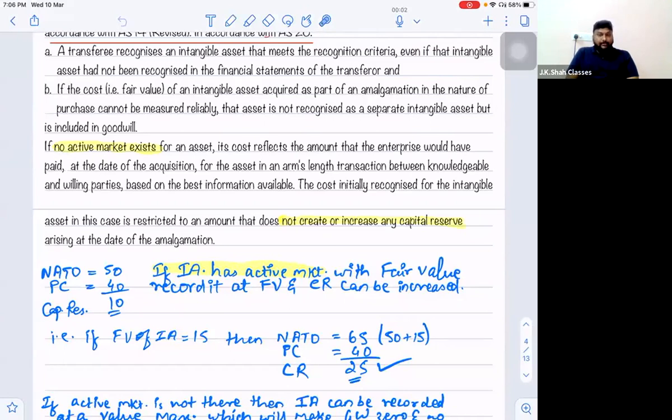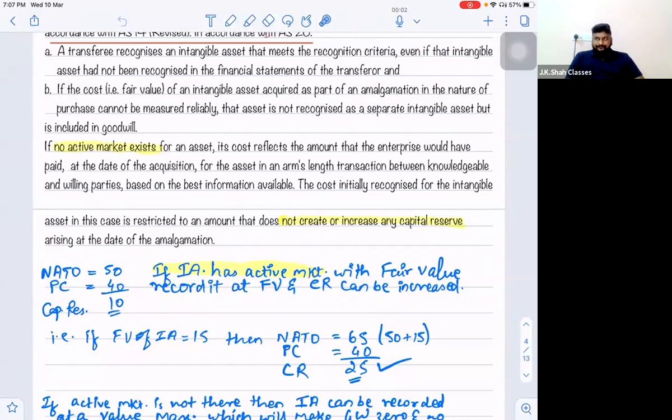If no active market exists for an intangible asset, its cost reflects the amount that the enterprise would have paid at the date of acquisition for the asset in an arm's length transaction between knowledgeable and willing parties based on the best information available. The cost initially recognized for the intangible asset in this case is restricted to an amount that does not create or increase any capital reserve arising at the date of amalgamation. So this point is very, very important and very tricky.